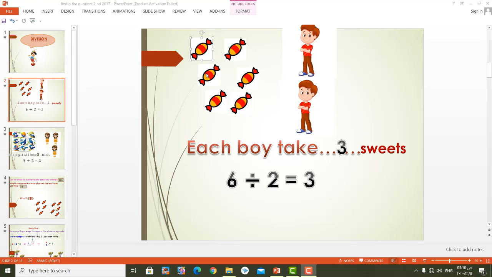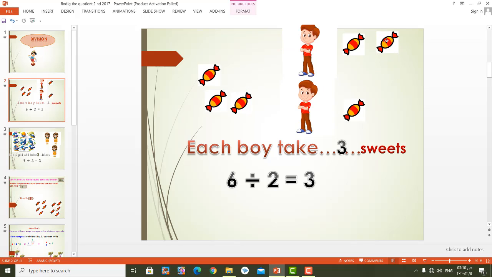Here, my students, I have 6 sweets and I want to divide the 6 sweets between 2 boys. I want to distribute them equally between 2 boys. How can I make it, teacher? I will give this sweet, the first one will take and the second one will take. And I will make it again. Here one, and here another one, and here the third one, and here the third one.